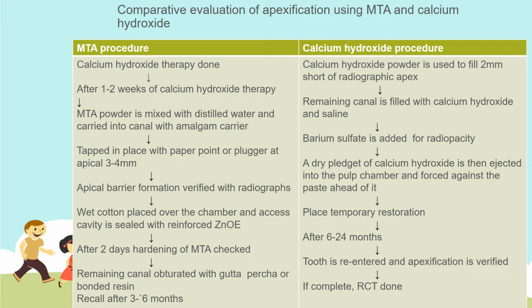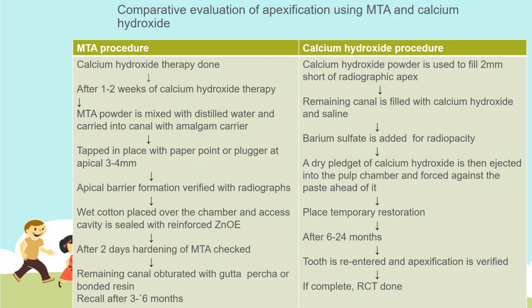Coming to the MTA procedure, calcium hydroxide therapy was done first. Then after 1 to 2 weeks of calcium hydroxide therapy, MTA powder is mixed with distilled water and carried into the canal with an amalgam carrier. It is tapped in place with a paper point or plugger at the apical 3 to 4 mm. Apical barrier formation is verified with a radiograph. Wet cotton is placed over the chamber and the access cavity is sealed with reinforced zinc oxide eugenol. After 2 days, hardening of MTA is checked. The remaining canal is obturated with GP.